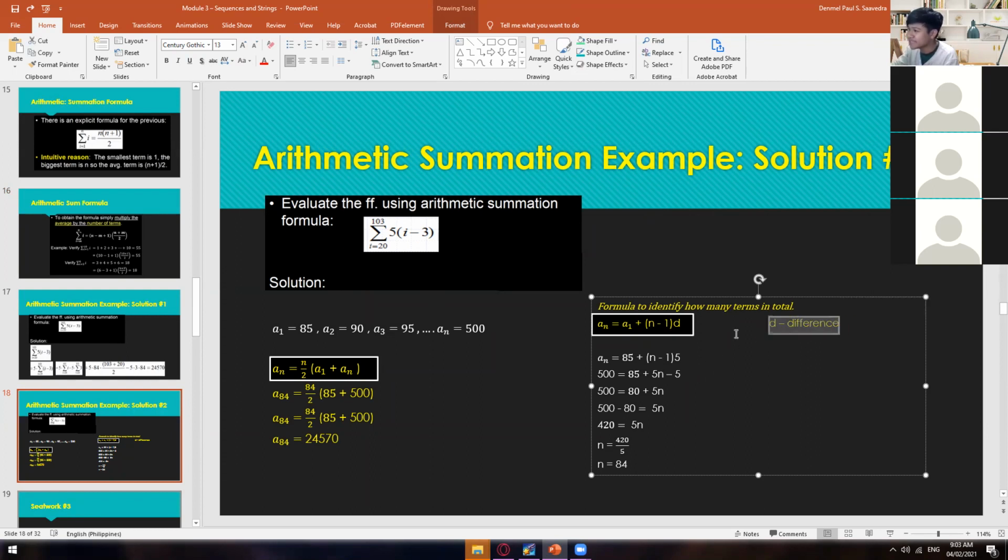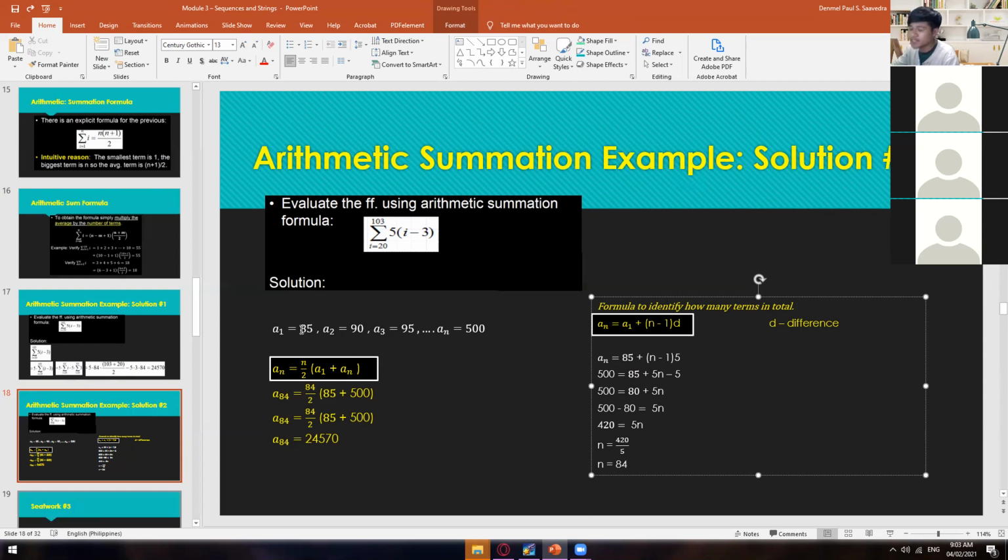So d here is the difference, and a sub n is the maximum number. a sub 1 is the first term, and n minus 1 is just in there. n is actually the total term. So just copy as it is and then substitute the corresponding values. So a sub n, just leave it as it is for now. a sub 1 is 85. And then plus n minus 1.